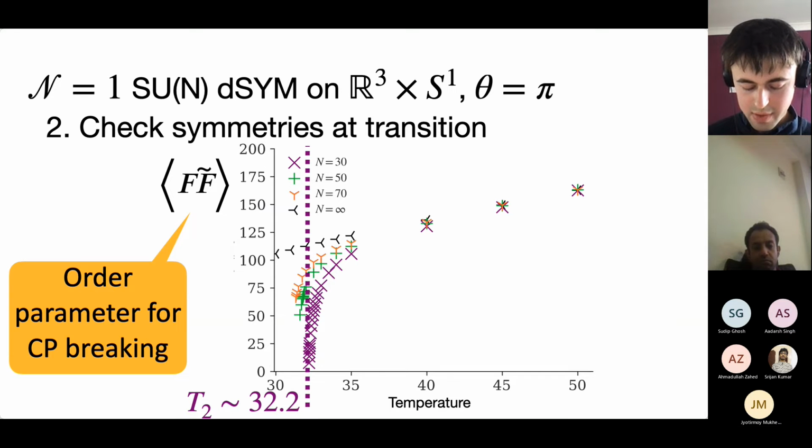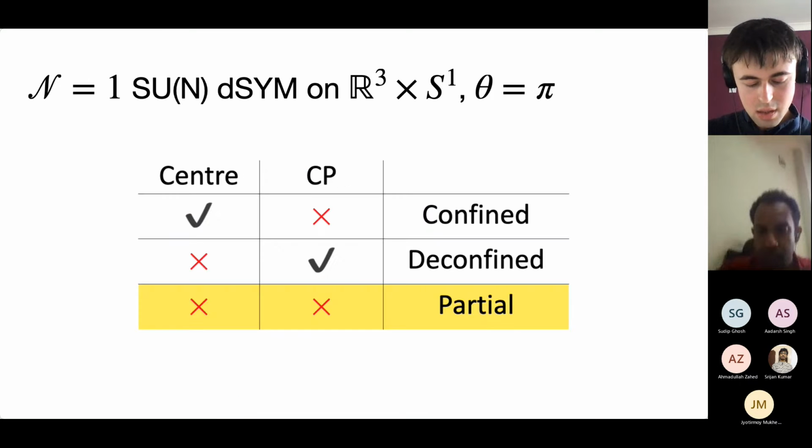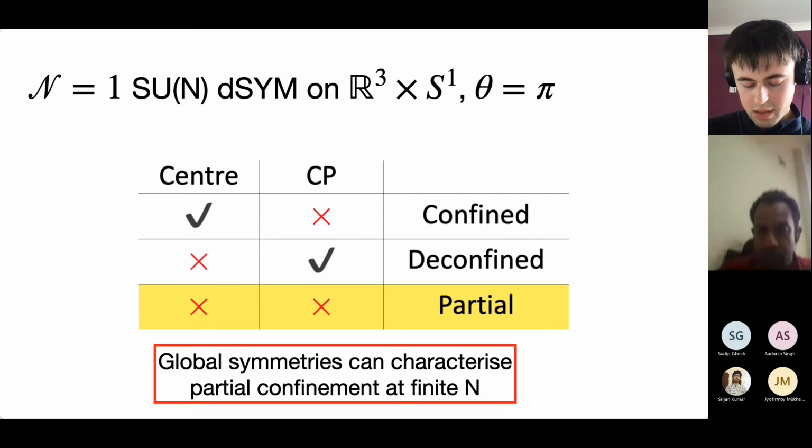So again, we can see very clearly that CP breaking coincides with the beginning of the partially confined phase. So that leads us to conclude that having broken center and CP symmetry is a signature of the partially confined phase. And so we emphasize that global symmetries can be used to characterize partial confinement at finite n.